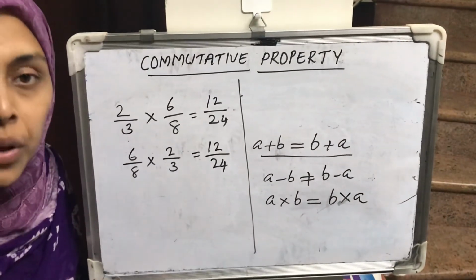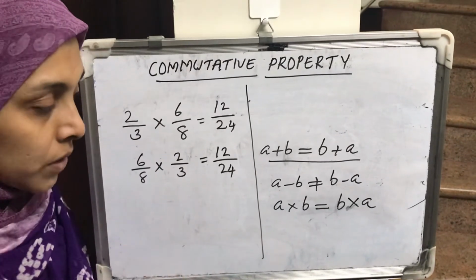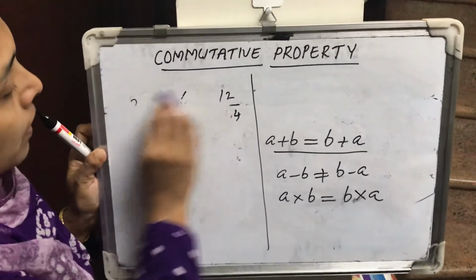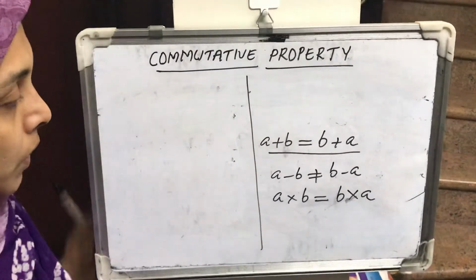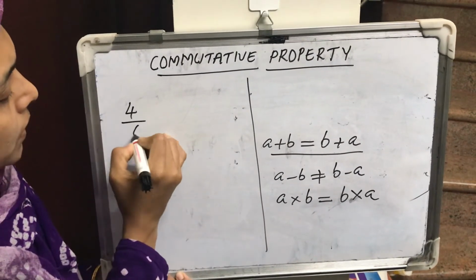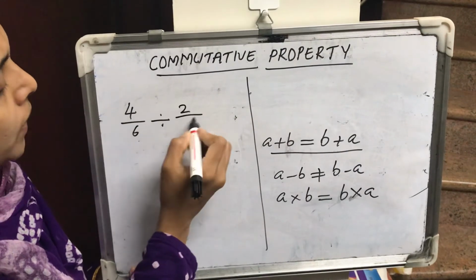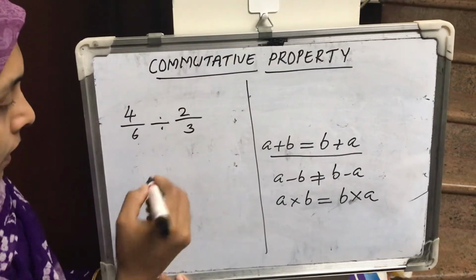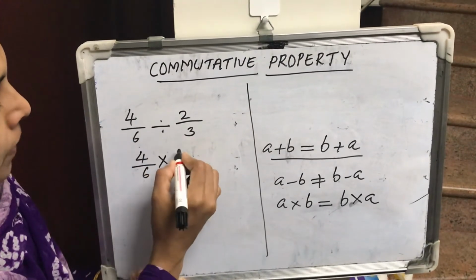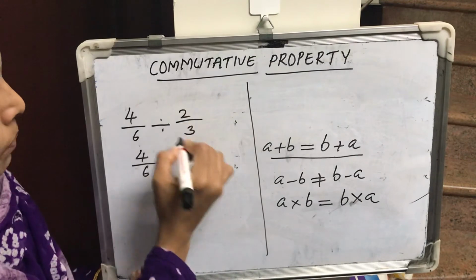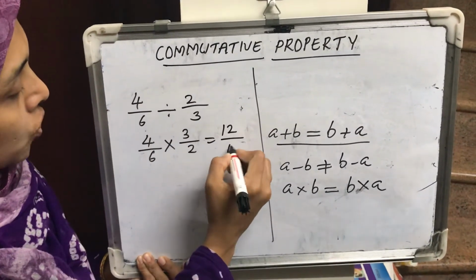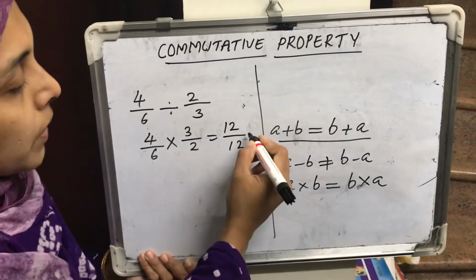So division also you can imagine well. What will be in the case of division? Will it hold or not? So the commutative property will not hold in the case of division. Okay, that means 4 by 6 divided by 2 by 3. What will be its answer? We will get 4 by 6, instead of dividing, multiplied with 3 by 2, its reciprocal. The answer you will get is 12 by 12, that is, it will be equal to 1.